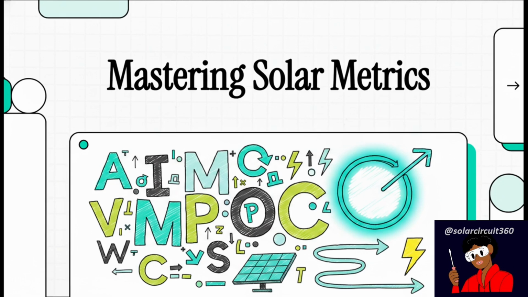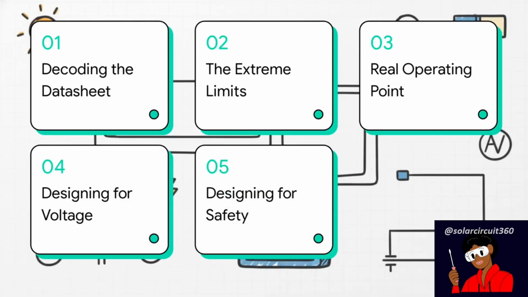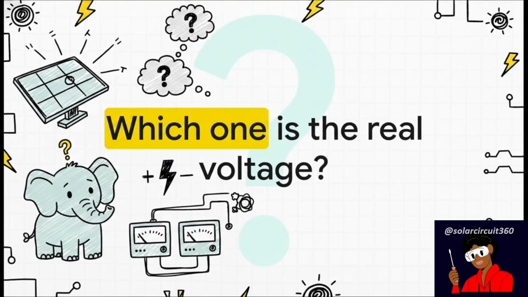We're going to demystify this alphabet soup so you can actually design and troubleshoot your solar systems like an absolute pro. Here is our roadmap for today. We'll cover 1. Decoding the solar datasheet. 2. The extreme limits. 3. The real operating point. 4. Designing for voltage limits. And finally, 5. Designing for safety. But before we jump into all that, we really need to address the elephant in the room.